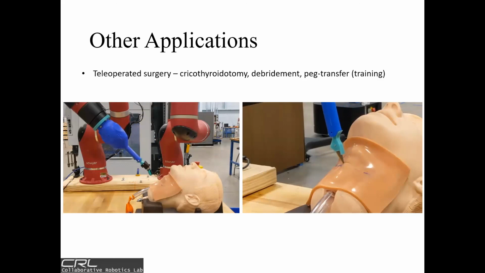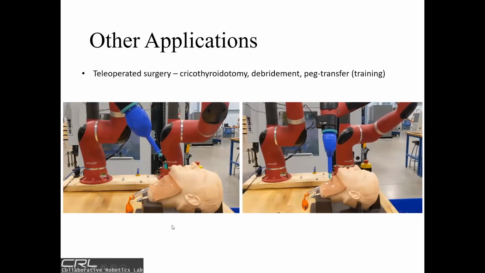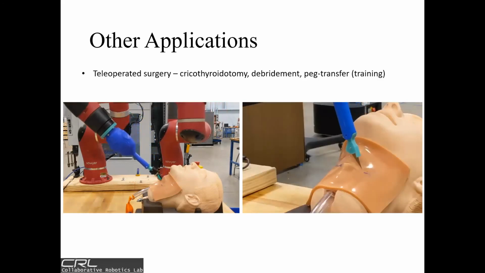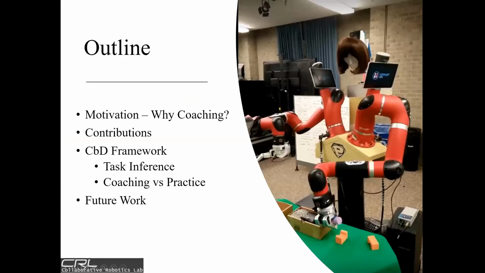So what you see in the videos are, on the left, something called the palpation, which is the initial step for the cricothyroidotomy task, which is to feel the neck and identify features on the neck on where to do an incision. On the right, what you see is basically doing the incision after you know exactly where to do the cut. So both of these task skills were again learned using the same skill learning framework, which were demonstrated by humans.